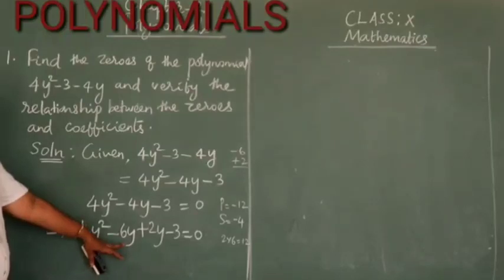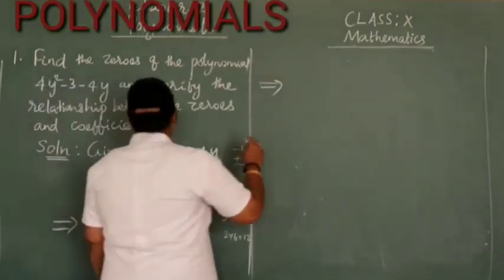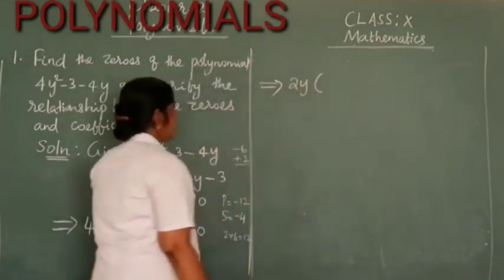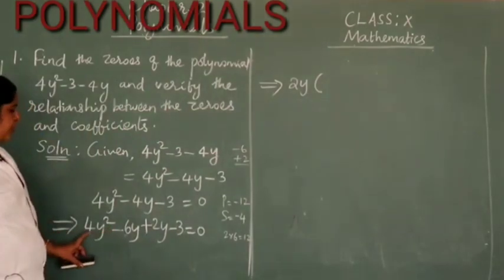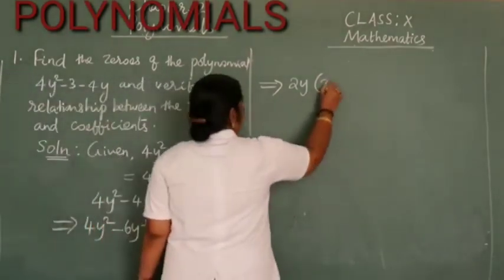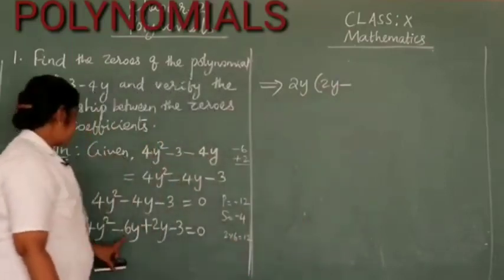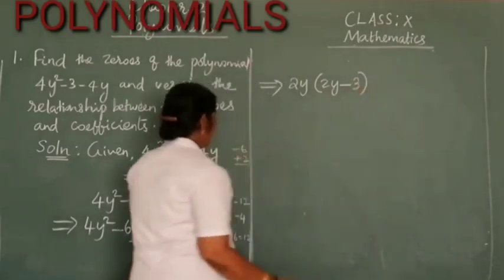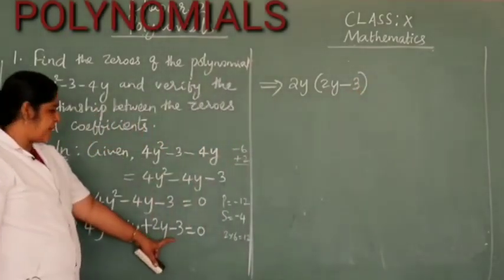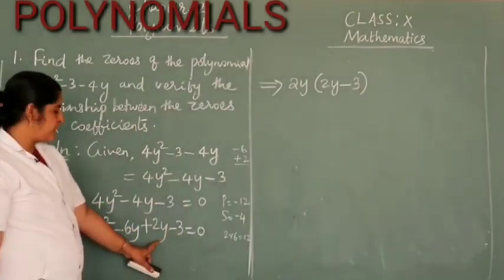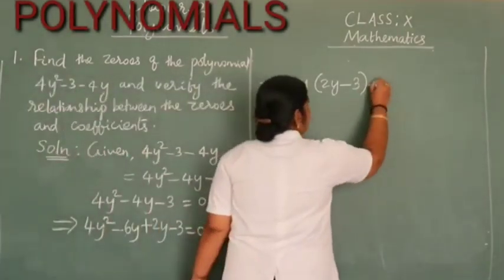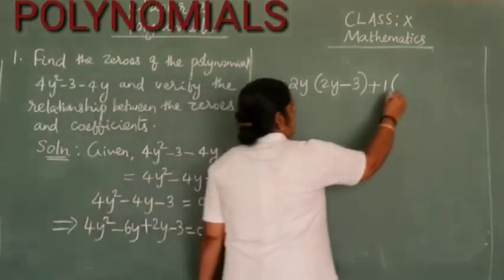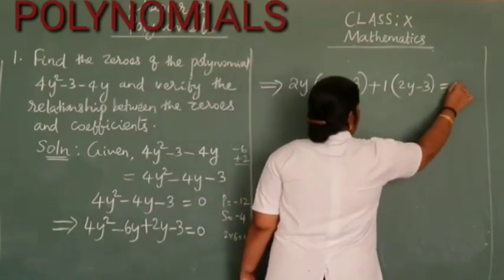Now we need to pair the terms and find the value of y. First two terms, 4y square minus 6y, from which 2y is common. So the remaining is 4y square by 2y, that is 2y, and minus 6y by 2y, that is minus 3. So 2y minus 3. And from the second pair, 2y minus 3, there is no common factor, so you need to take 1 outside so that the balance is the same, 2y minus 3 equal to 0.